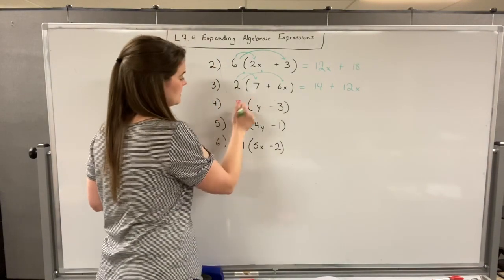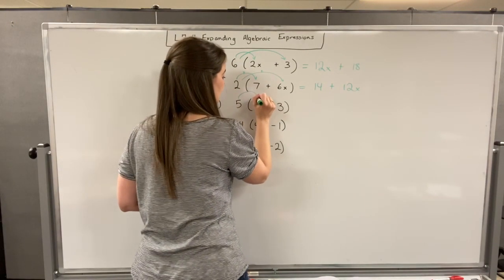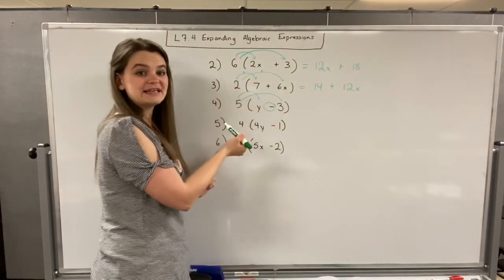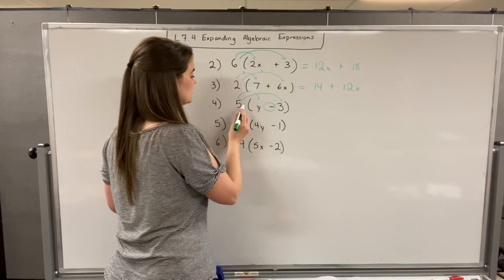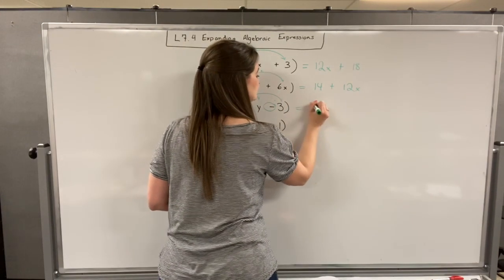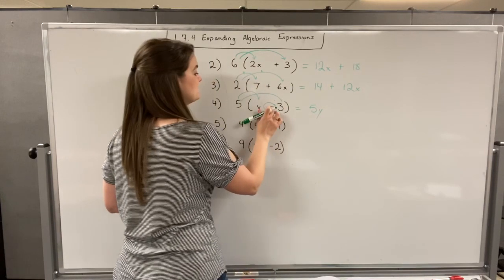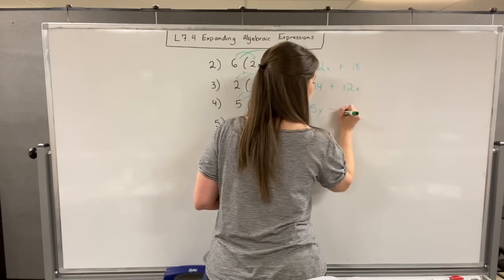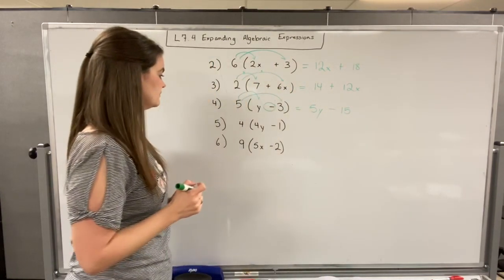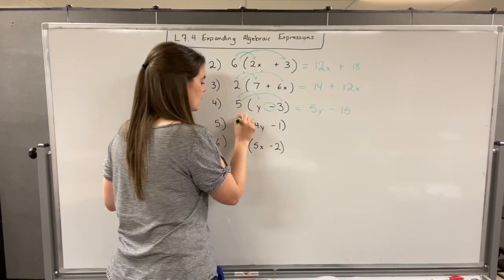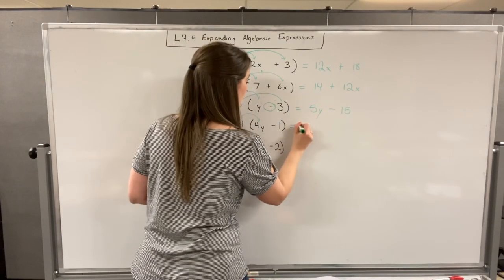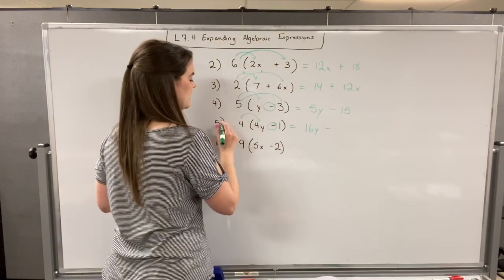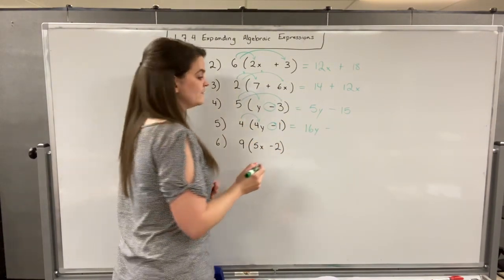Number 4, distribute the 5 to both the y and the 3, and we're just going to take this symbol and use the symbol that's there. We're going to take it right with us and use the symbol there. So 5 times y is 5y minus 5 times 3 is 15. Number 5, 4 times 4y equals 16y minus, because we're going to take that minus symbol, 4 times 1 is 4.